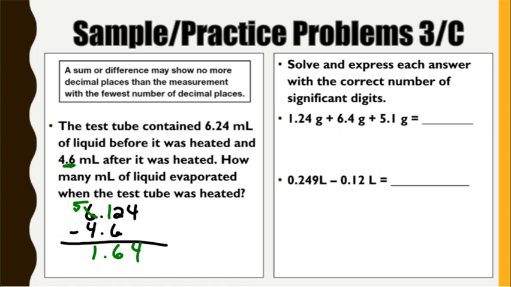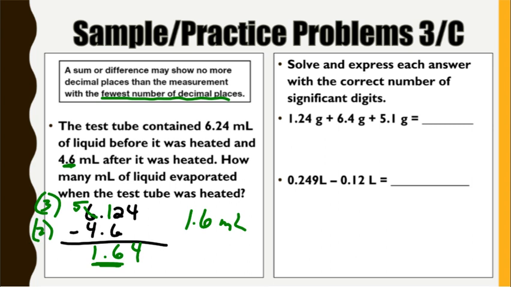So this one has 2 significant digits. This one has 3. I always go with the one that has the fewest number of decimal places. So there's only 1 decimal place here. So I don't need to use this part. So my answer would be 1.6 milliliters.